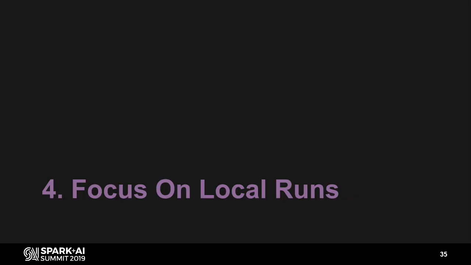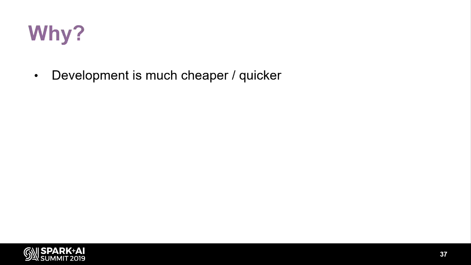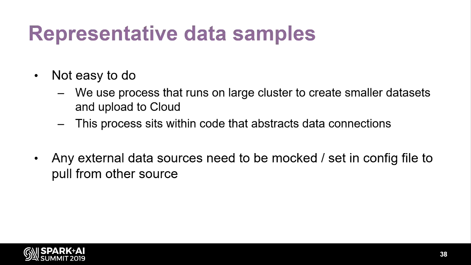So the fourth thing is focusing on local runs. In our case, this has been a little bit tricky, and I'll talk about that in a second, but we really just want to make it easy to run everything end-to-end locally as well. So maybe not an entire model build that would output full production data, but at least the ability to run through everything end-to-end. This is another one of those things that helps us iterate very, very quickly when we're building these models. And the challenge with that is getting representative data samples.